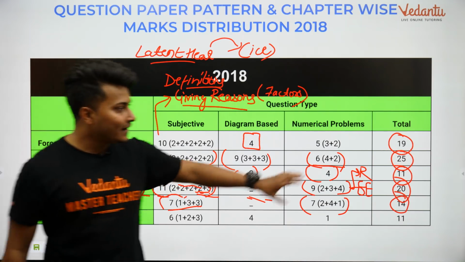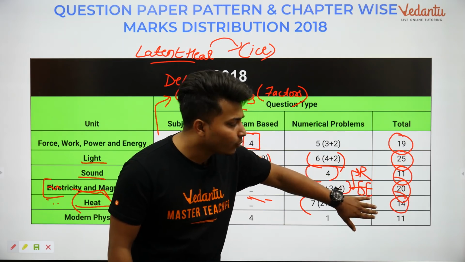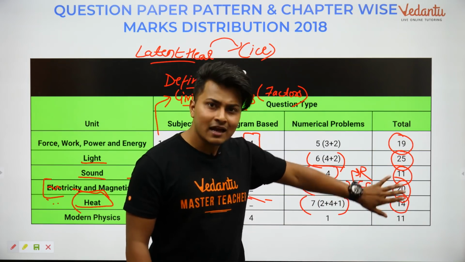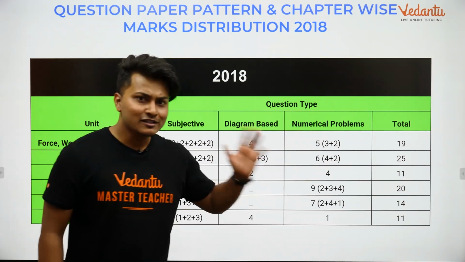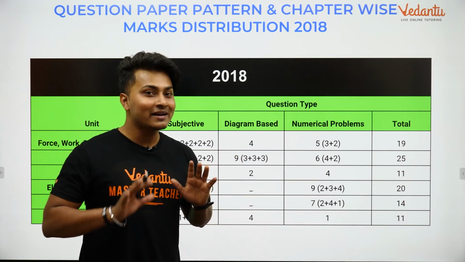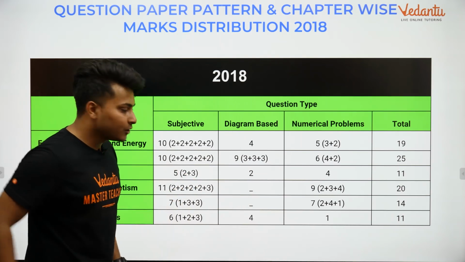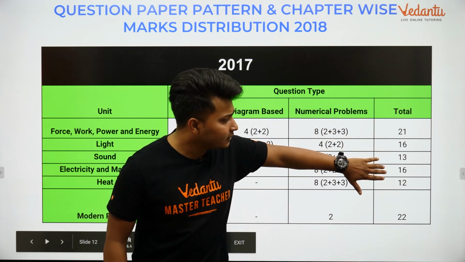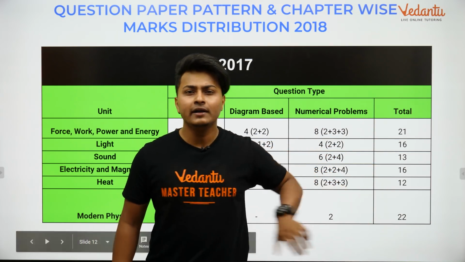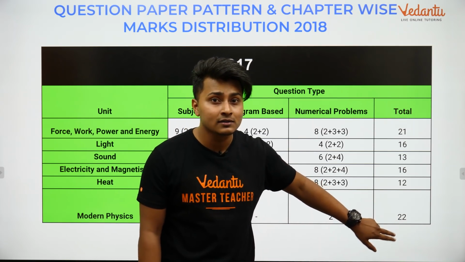Now let me show you. 2018 is done. You just have a look. 19, 25, 11, 20, 14, 11. Just have a look. Let me show you 2017 paper. And I believe all of you guys were noting this down now, क्योंकि मिलेगा नहीं दोबारा ये. No one else is going to tell you this. I believe you guys are noting it down. So once 2018 is done, let me show you 2017. Look at it. 21, 16, 13, 16, 12, 22. Modern physics coming for 22 marks.